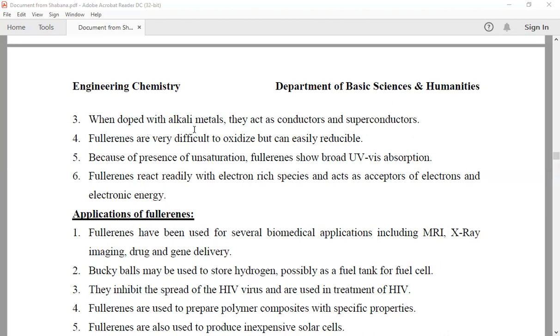When doped with an alkali metal, doping meaning the fullerene is mixed with the alkali metal, they act as conductors and superconductors. And it is very difficult to oxidize, but it can be easily reduced. Because of the presence of unsaturation, fullerene shows broad UV visible absorption, and it reacts readily with electron-rich species and acts as an acceptor of electrons and electronic energy.